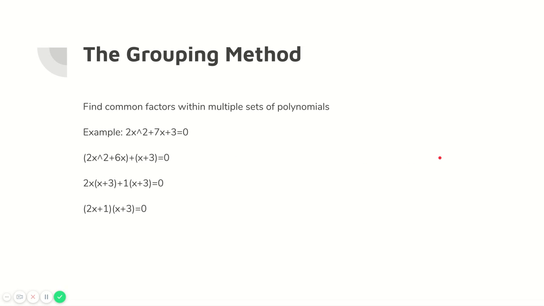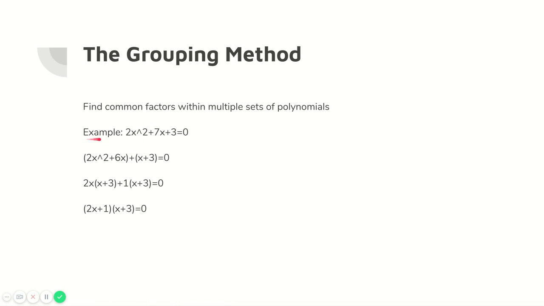Now I'm going to be talking about the grouping method. This is just to find the common factors within multiple sets of polynomials. Sometimes this can be a lot more easy. However, sometimes this can be very difficult, because if it's easy, you can see here, it'll already be set up perfectly for you in neat groups. But sometimes, like here, there's only 3 polynomials, so you can't really group them together.